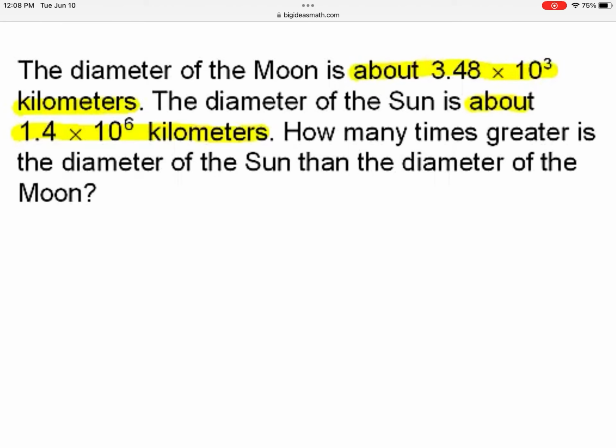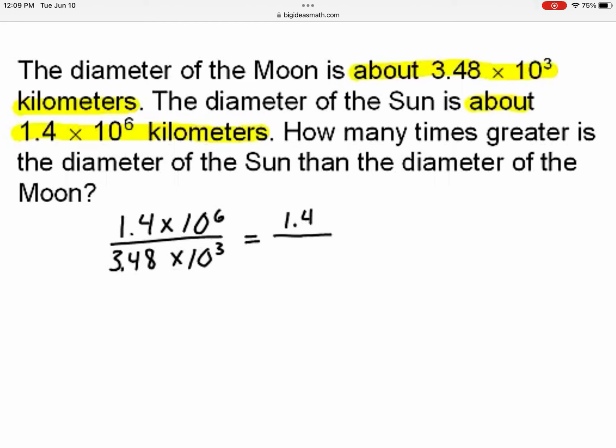So let's write this out. We have 1 and 4/10 times 10 to the 6th divided by 3 and 48 times 10 to the 3rd. Remember, to divide numbers written in scientific notation, divide the factors and powers of 10 separately. To do this, we need to rewrite the problem as a product of factors. So we have 1 and 4/10 divided by 3 and 48 times 10 to the 6th divided by 10 to the 3rd.